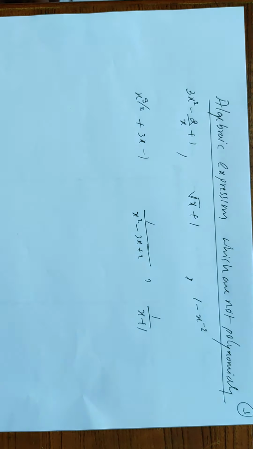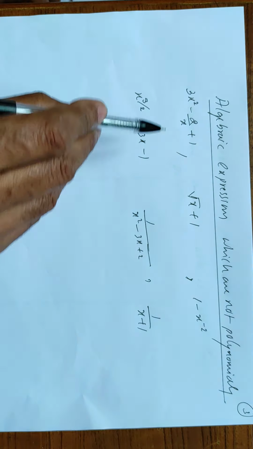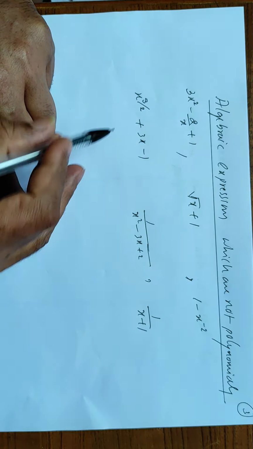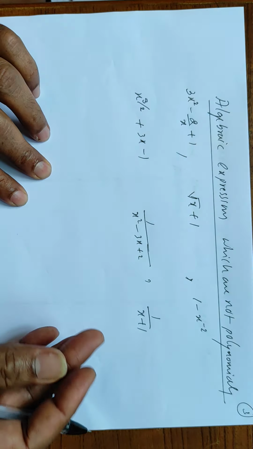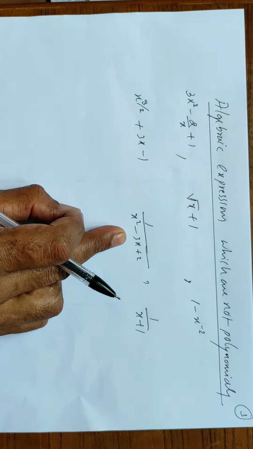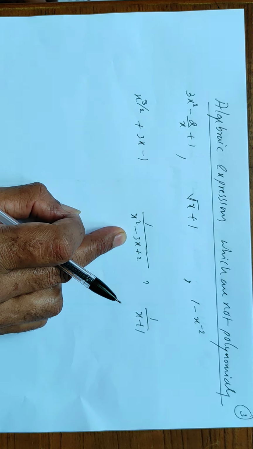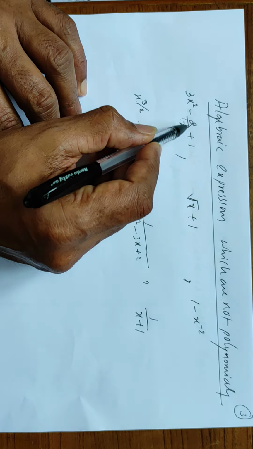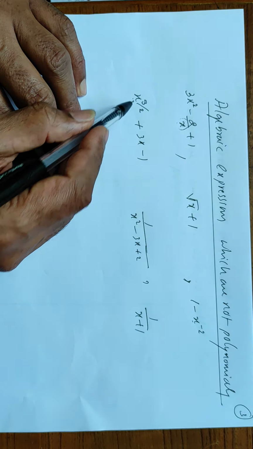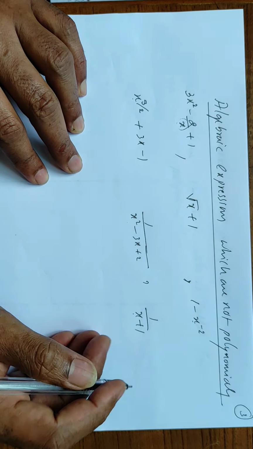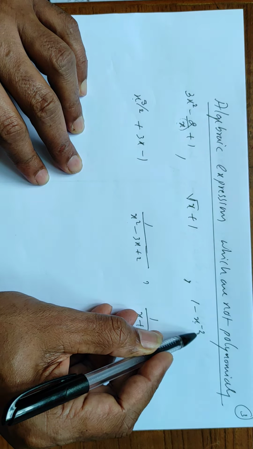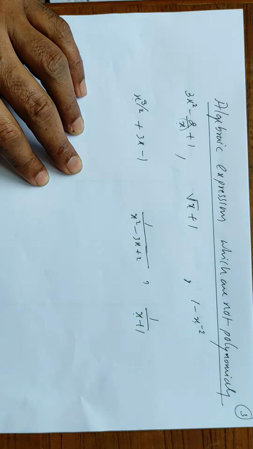See, here I have written some algebraic expressions, but they are not polynomials. Why are these expressions not polynomials? Recall the definition of a polynomial. A polynomial is an algebraic expression in which the variable involved, here the variable is x, should have non-negative integral exponent. Is it not?